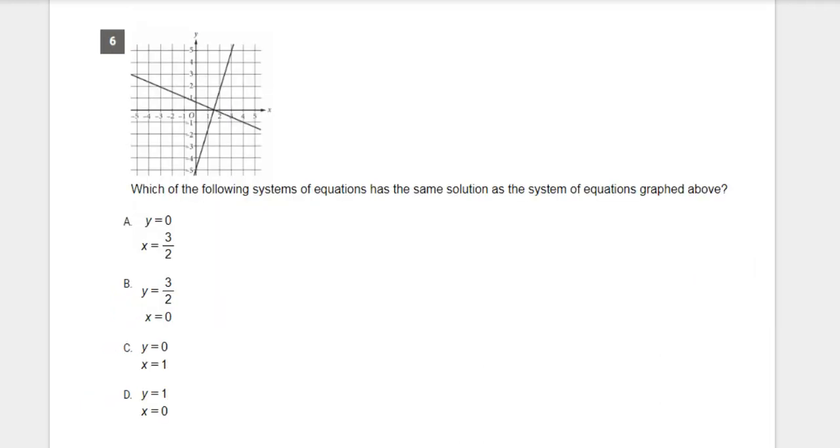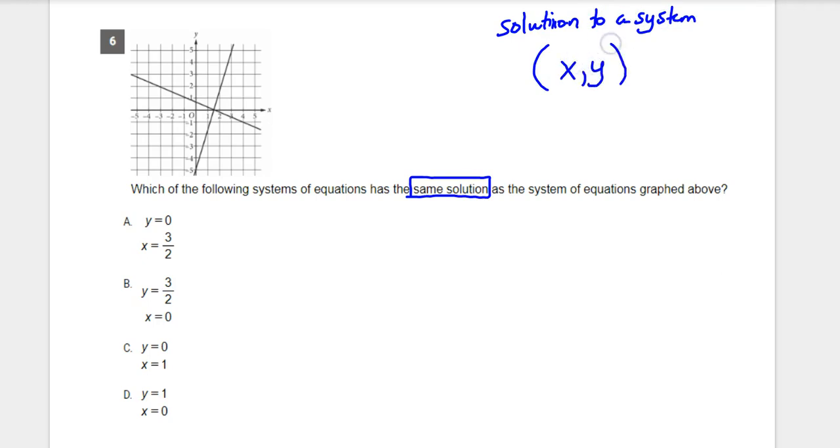All right, number 6, we have a graph of two lines crossing or intersecting, also known as a system of equations. So it says, which of the following systems of equations has the same solution as the system of equations graphed above? Well, a solution to a system is basically the point x comma y of intersection. That is the ordered pair that satisfies both equations at the same time.